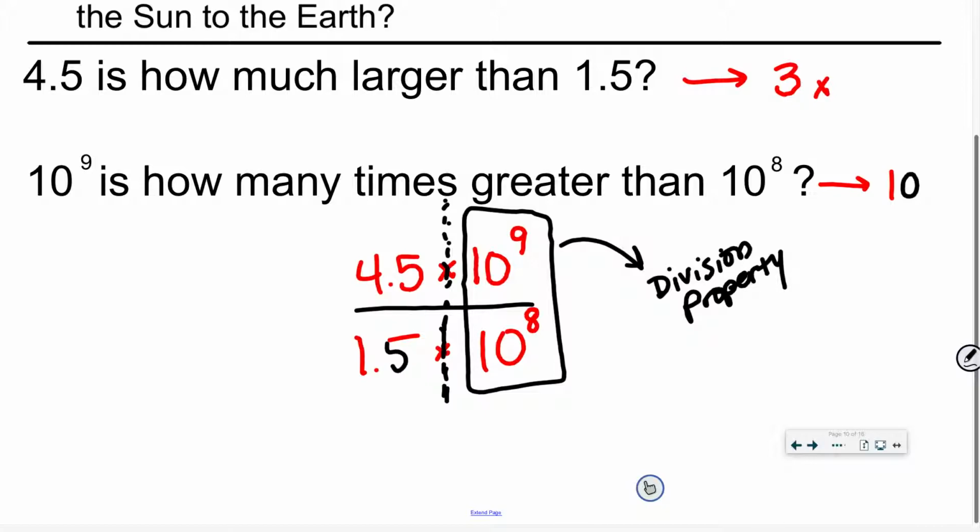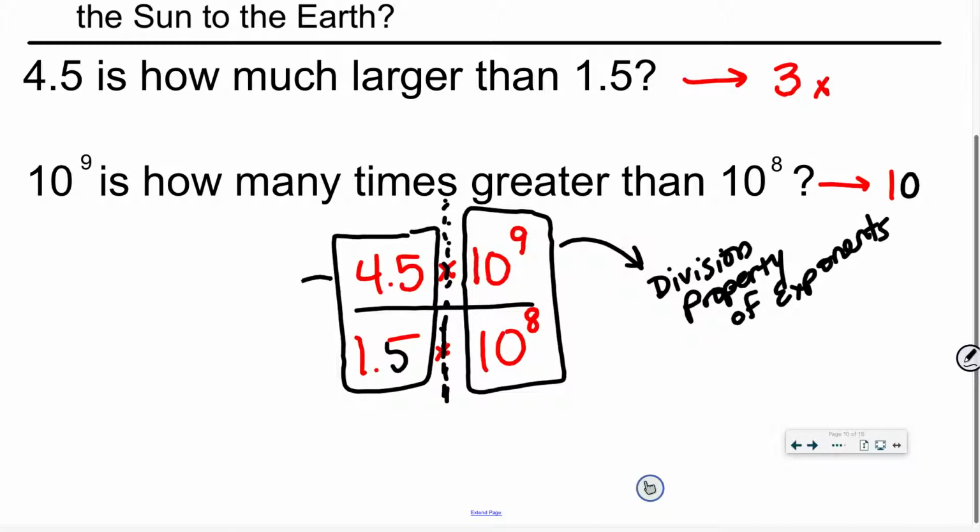And the nice thing is, because these numbers are in scientific notation, your base is always going to be 10. Because when we write a number in scientific notation, it's something times 10 to an exponent. So that's the division property of exponents. And over here on the left, this 4.5 divided by 1.5, that's division. What do you notice about those numbers? Think about any type of division problem when you're working with numbers in scientific notation. What do you know about these two numbers? What are they always going to be, because they're in scientific notation?